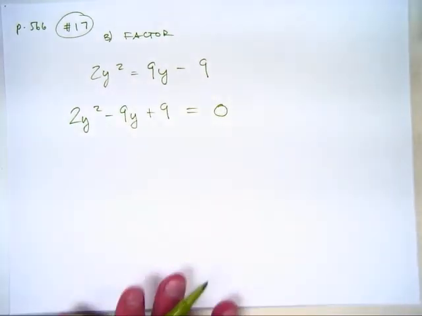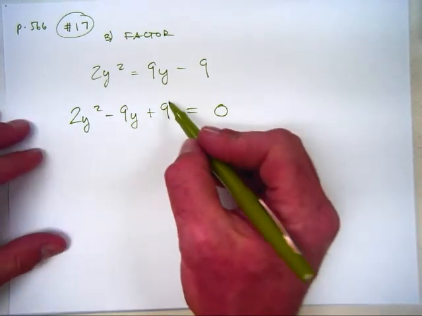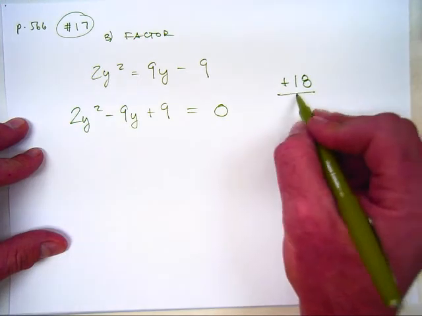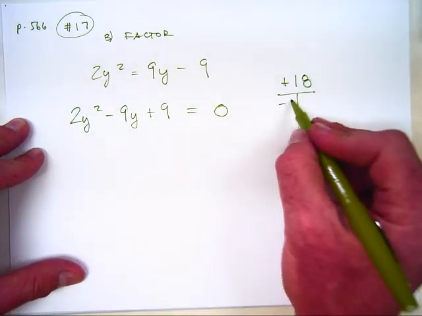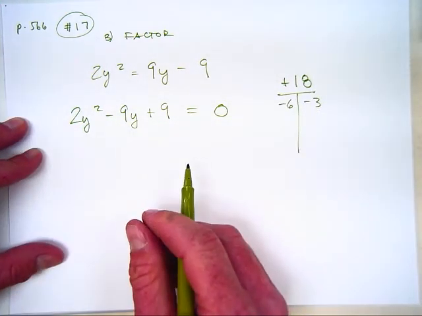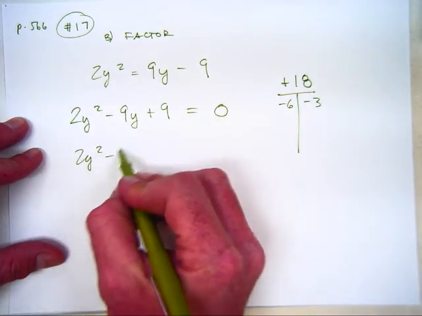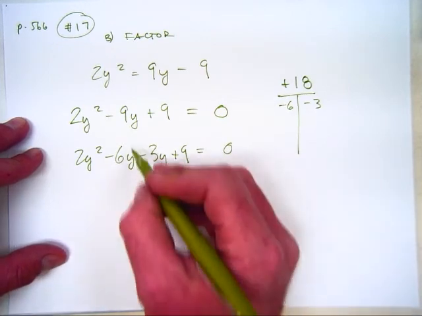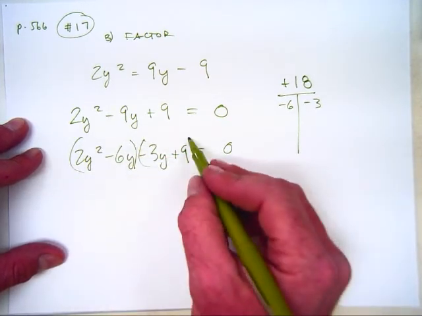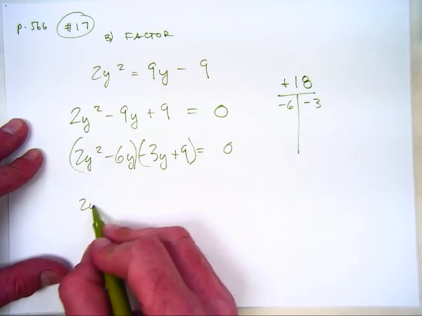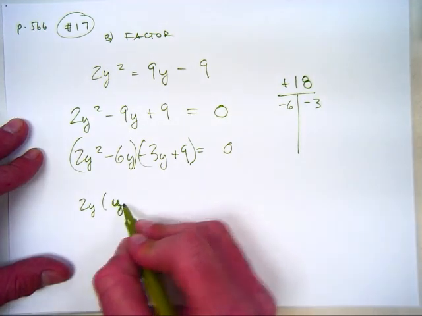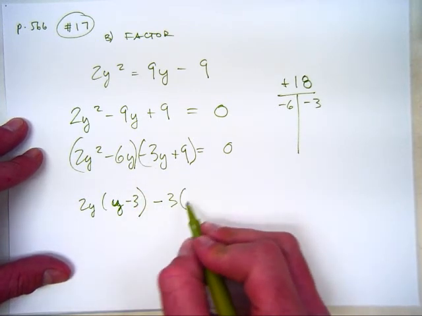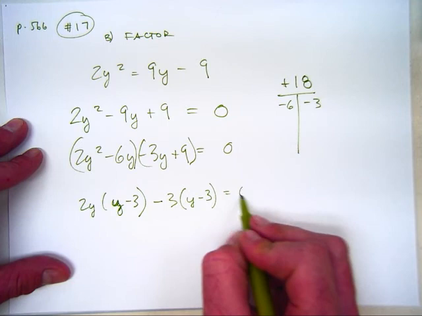This is a modified grouping problem because we have a coefficient there. So 9 times 2 is positive 18. I need factors of positive 18 that add up to negative 9. Looks like negative 6 and negative 3. So I got 2y squared minus 6y minus 3y plus 9 equals 0. Group, group. I can pull out a 2y here, so I get y minus 3. Here I can factor out a negative 3, y minus 3 equals 0.